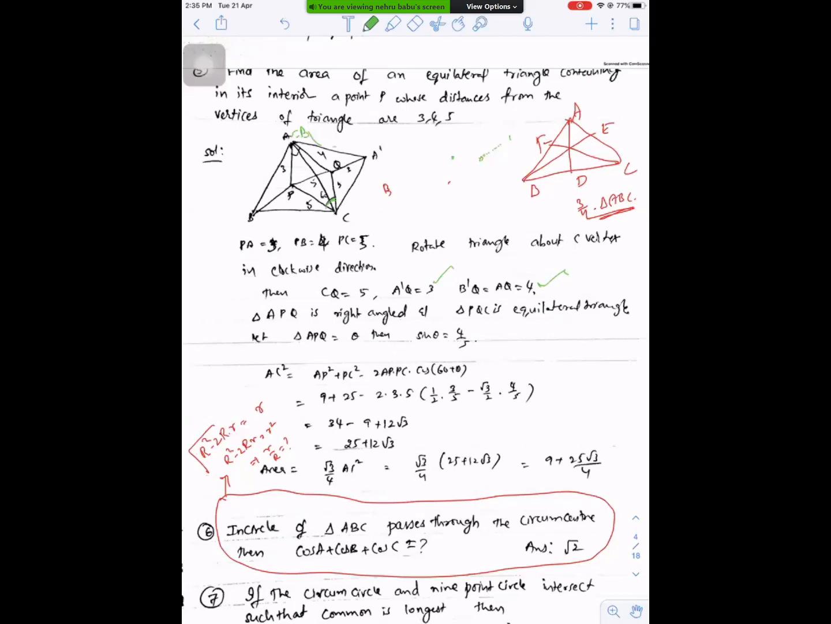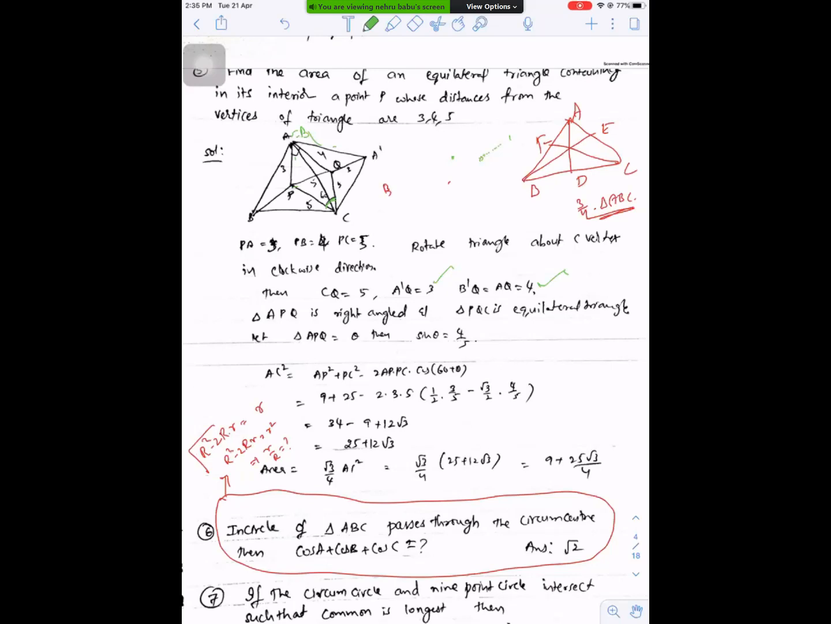Because this is 3, 4, and in this case, as this is 90 degrees, it's coming as 5 also. So in this method, triangle APQ is a right angle triangle, because the lengths are 3, 4 and the angle is also 90 degrees.